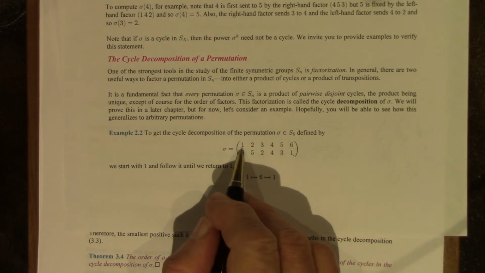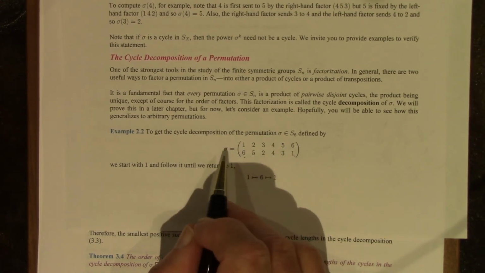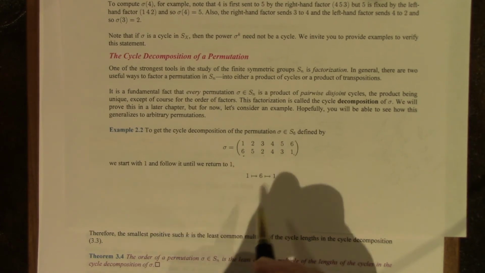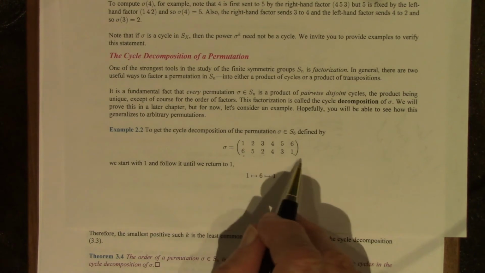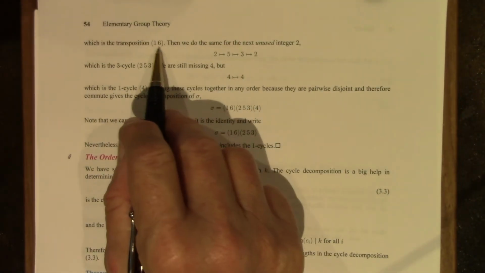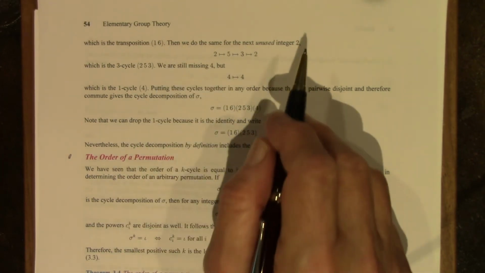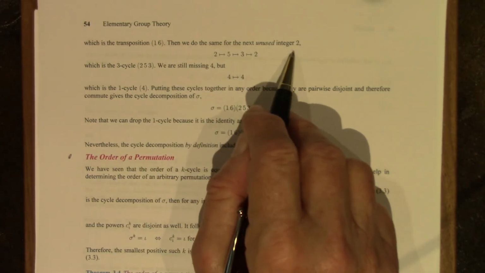Now, one thing that needs to be clarified is that if you start with any particular integer, say 1, and continue to apply sigma, you will indeed eventually get back to 1. And I'll let you ponder that. So we have our transposition here, (1 6). Then we do the same thing for the next unused integer, 2.